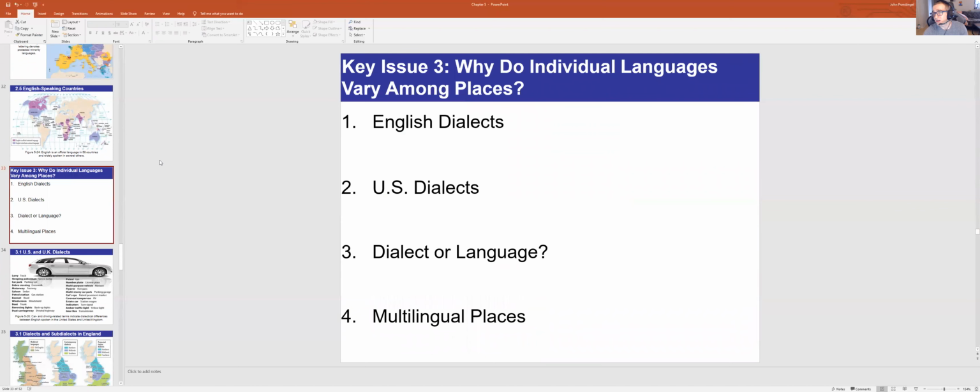And lastly, I just want to cover dialects. So why do individual languages vary among places, right? Well, dialects are different. The US has its own different dialects. How do we tell if something's a dialect or a language, right? And what about multilingual places?